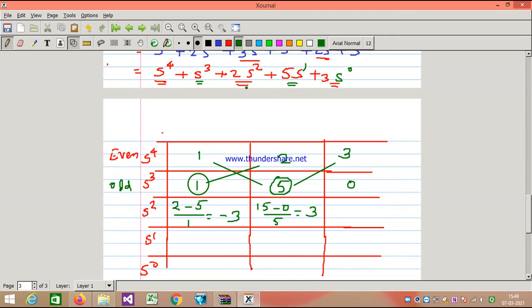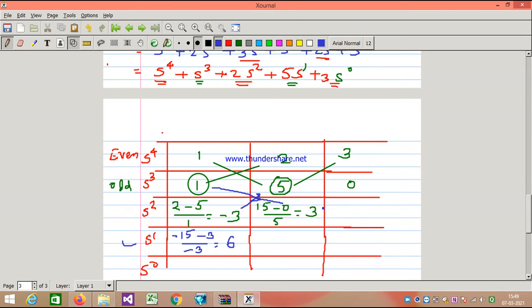Okay, now again let's take cross multiplication. For that I am changing the color. Next cross multiplication is for s raised to 1. What to do? Minus 3 into 5, it is minus 15, right? Minus 1 into 3, that is 3, divided by minus 3. Minus 15 minus 3 is minus 18, divided by minus 3, that is 6.